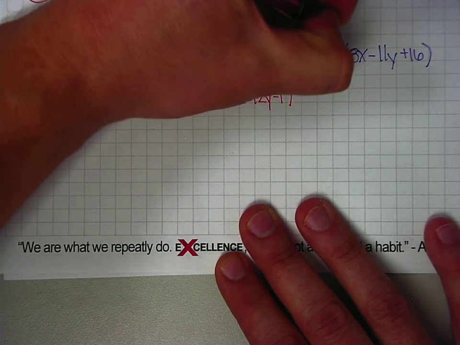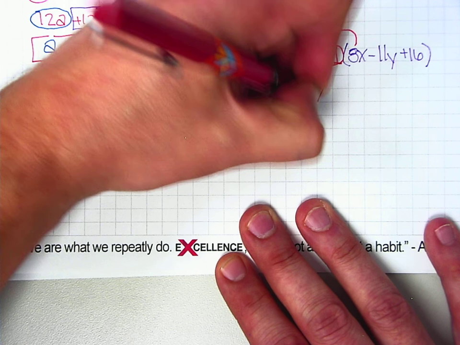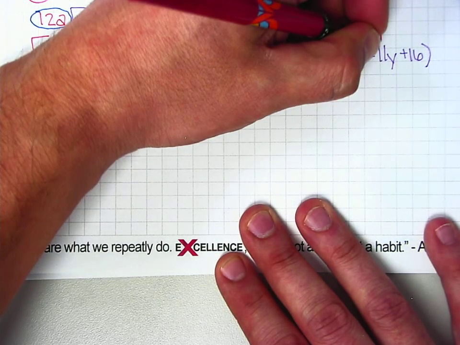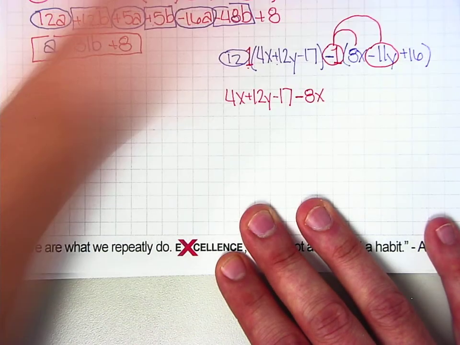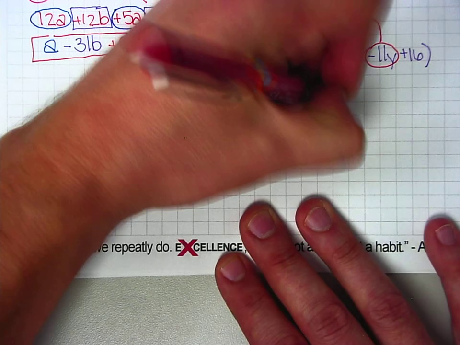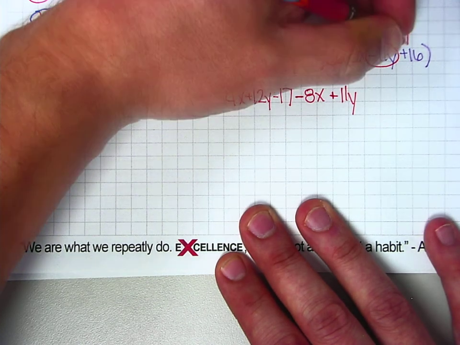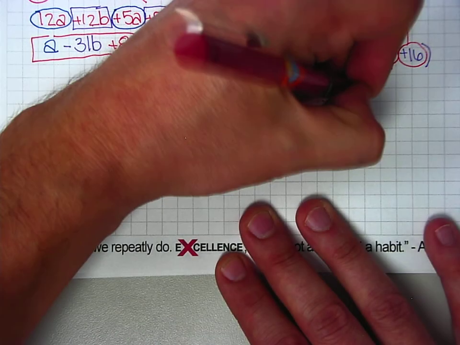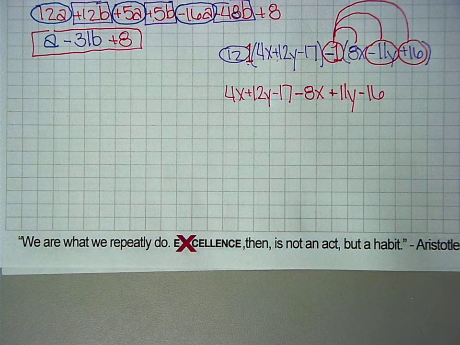-1 times a +8x gives me a -8x. -1 times a -11, a negative times a negative will be a positive, so that gives me a positive 11y. And finally, I have a -1 times a +16. A negative times a positive is a -16 in this case. So now it's just a matter of combining my like terms.